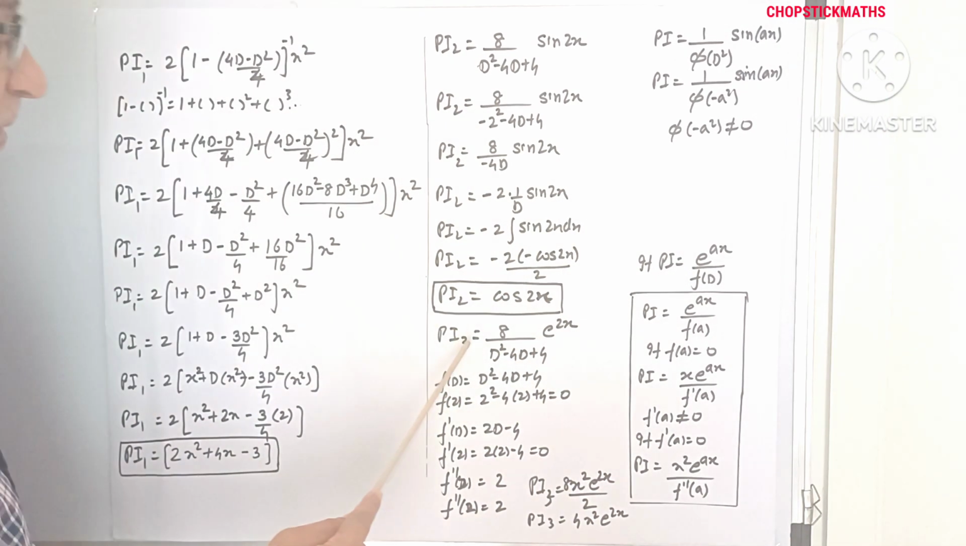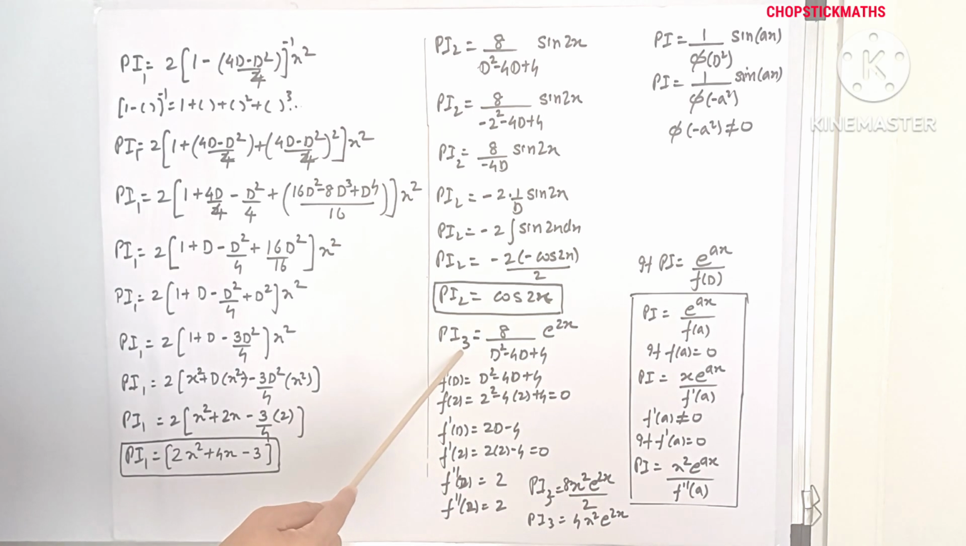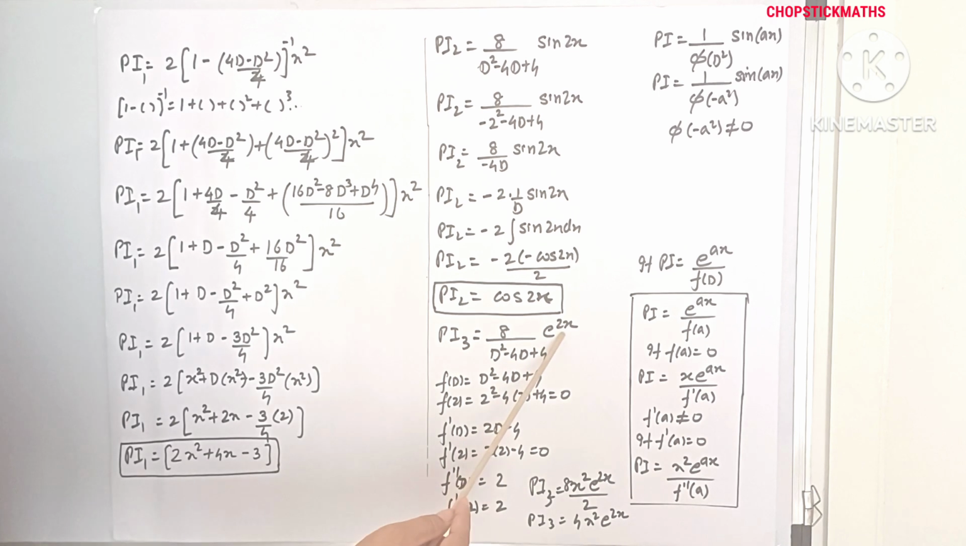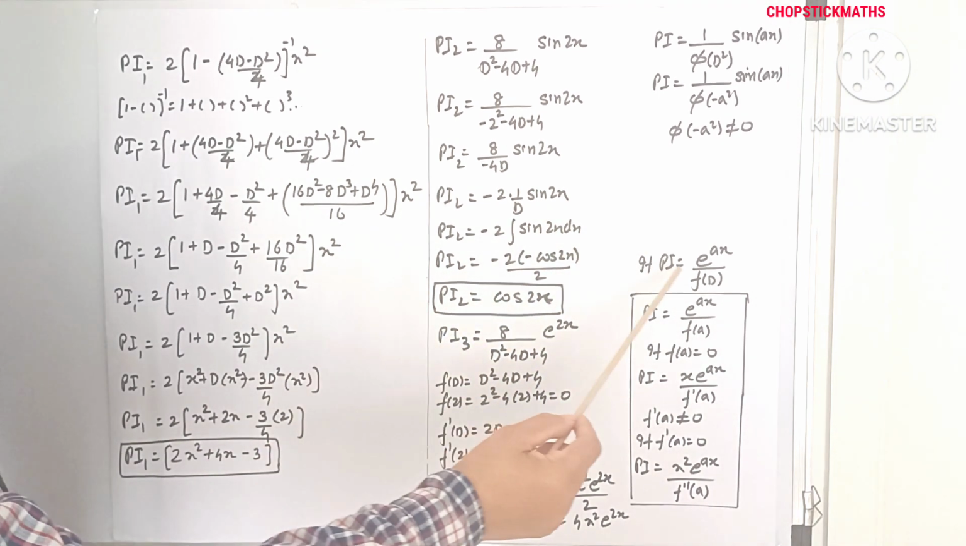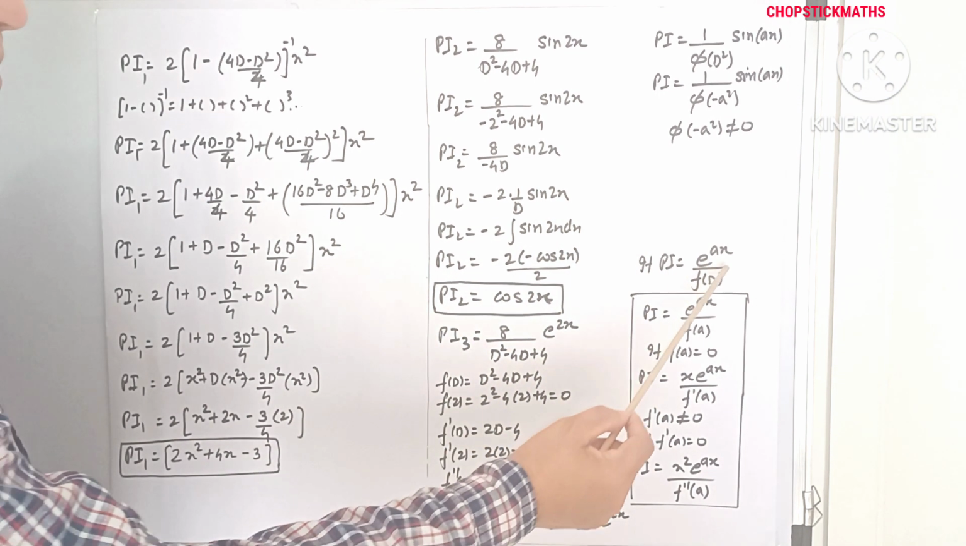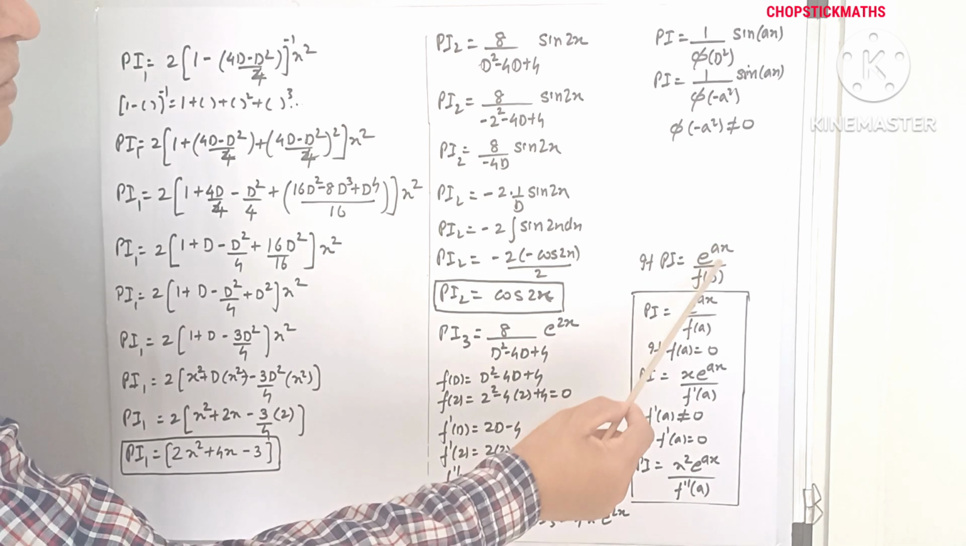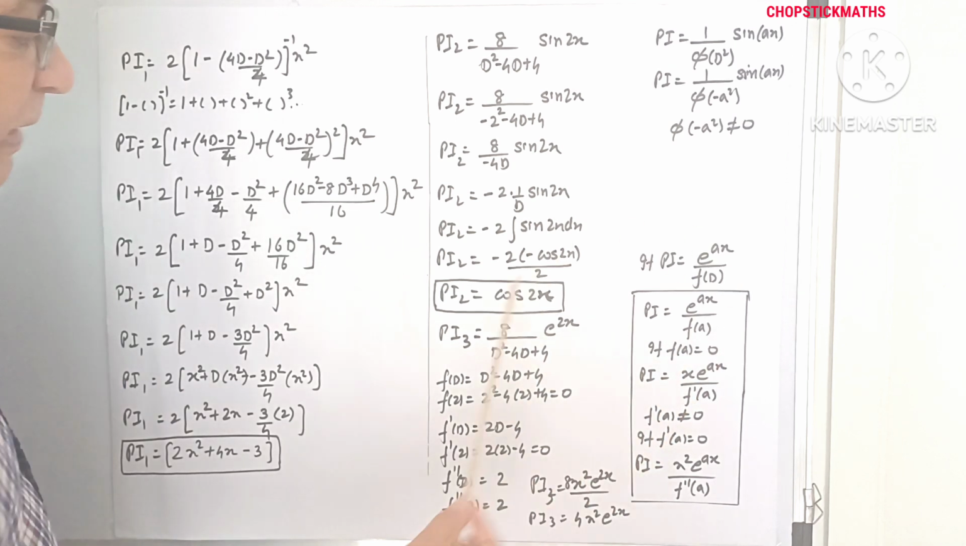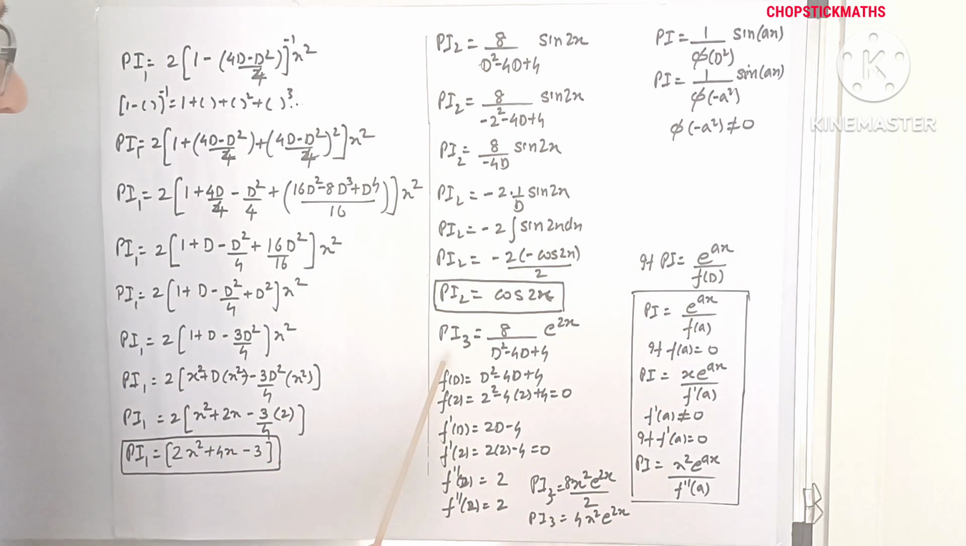Now let us calculate the third part of the particular integral, PI3, which is equal to 8 upon d square minus 4d plus 4 into e raised to 2x. Now we can use this property. If PI is equal to e raised to ax upon f of d, then we can substitute d is equal to a, that is PI will be equal to e raised to ax upon f of a, provided f of a is not equal to 0. Now f of d is d square minus 4d plus 4. Now a is 2, so f of 2 is equal to 2 square minus 4 into 2 plus 4, which is equal to 0.